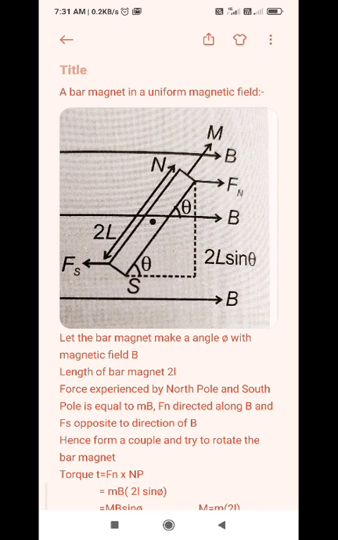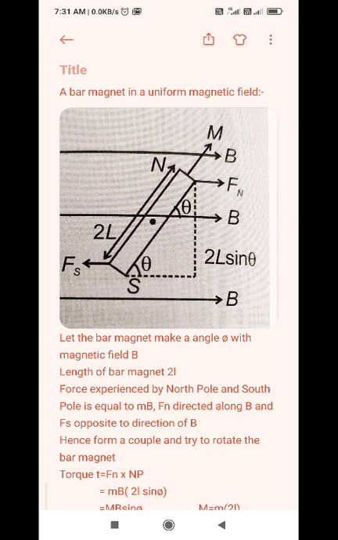Dear students of class 12th, our topic today is a bar magnet placed in a uniform magnetic field and hence the torque on it. So, torque on a bar magnet when it is placed in a magnetic field.